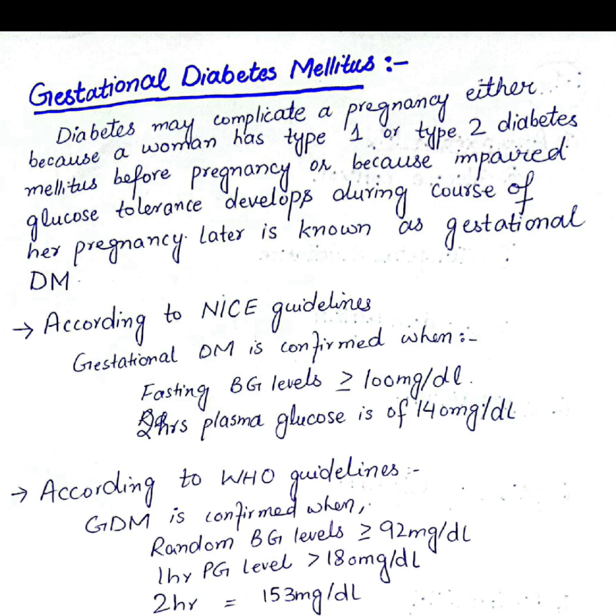According to WHO guidelines, gestational diabetes mellitus is confirmed when random blood glucose levels are greater than or equal to 92 mg per deciliter, 1 hour plasma glucose level is greater than 180 mg per deciliter, or the 2 hour plasma glucose level is equal to 153 mg per deciliter. So, this was the diagnostic criteria of gestational diabetes mellitus.